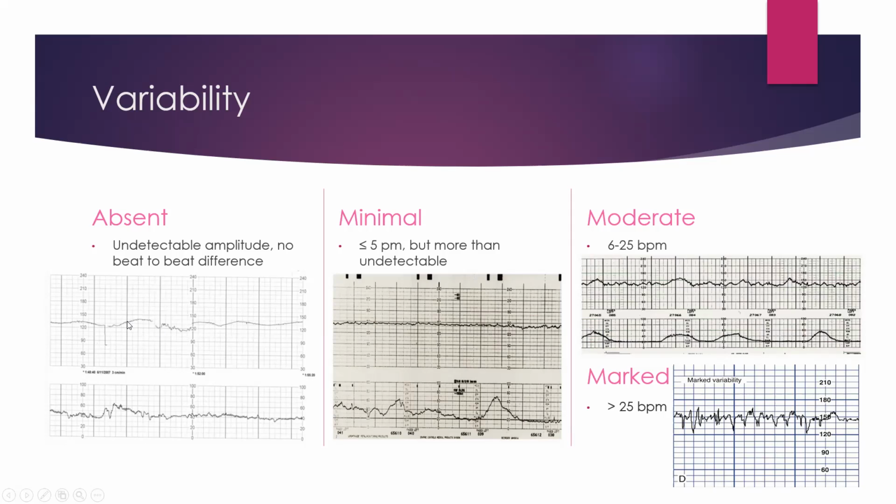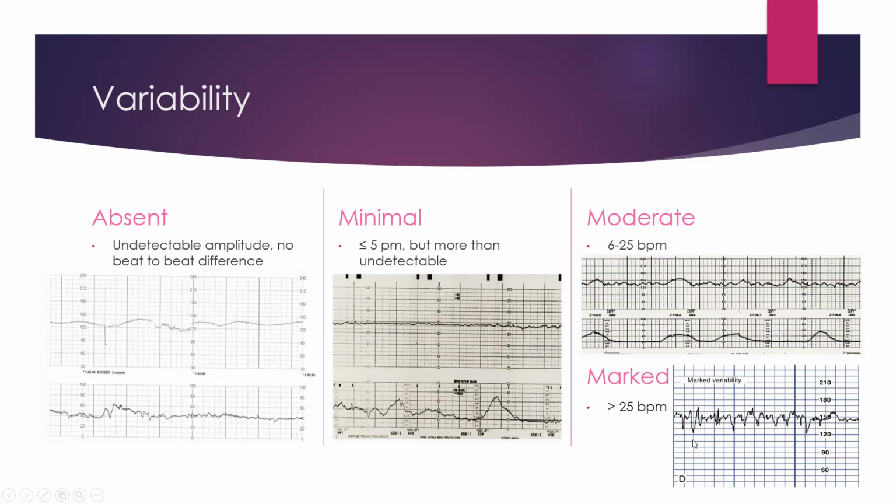This variability is definitely going to be an indicator for intervention, because this shows us that our baby is not oxygenated, and potentially acidotic, and we need to either fix this or change the fetal environment.